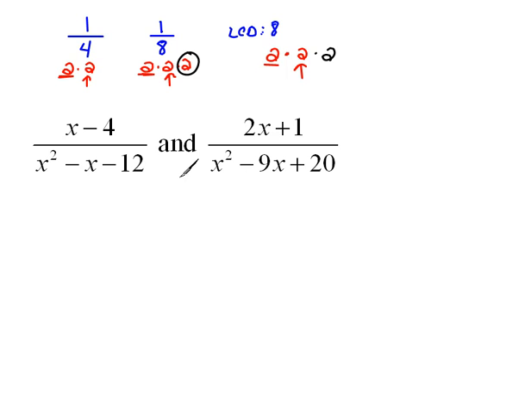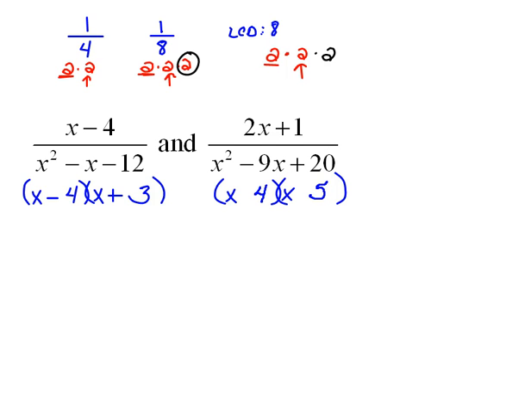Before we can see what they have in common, we have to factor down each one of these. So that's going to factor into x and x, and our factors of 12 that will somehow give us a 1 are probably going to be 4 and 3, and negative 4 and positive 3 would give us a negative 1. Now for our second denominator, let's go ahead and factor it down also. Here we would have factors of 20, probably 4 and 5. If we did a negative 4 and a negative 5, that would be a negative 9. Multiply them, we get a positive 20.